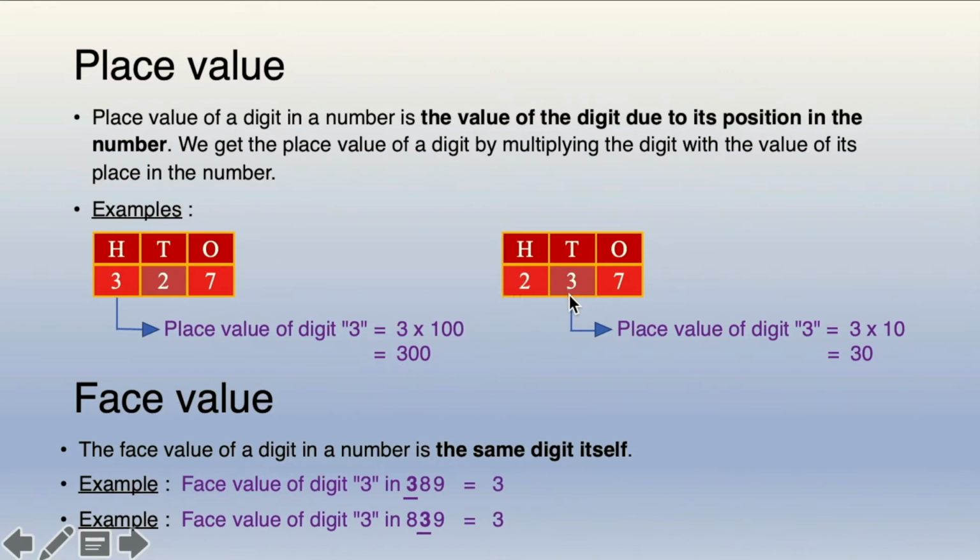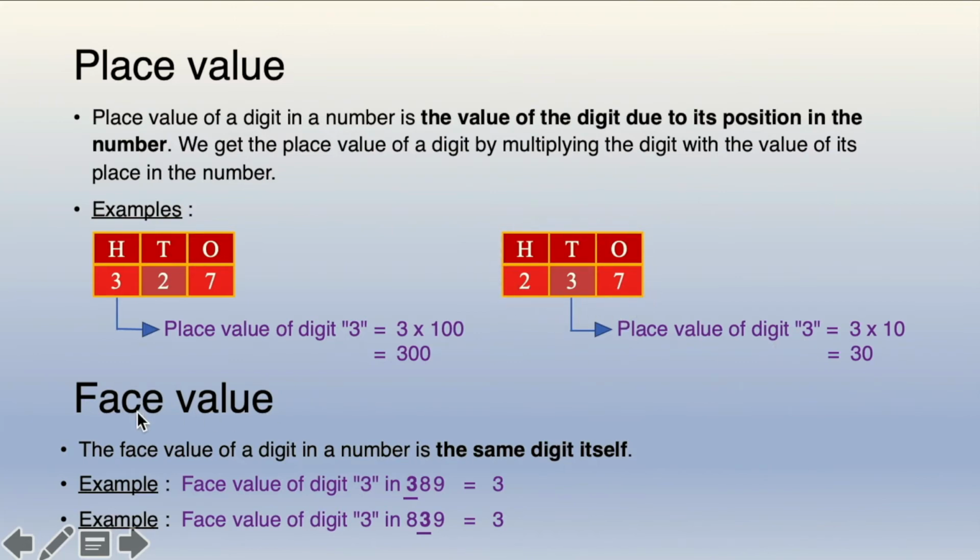Now, in this number 237, the digit 3 is at tens place. So, the place value of digit 3 is equals to, again we have to multiply the digit, that is 3, with the value of the place of the digit 3 in the number. So, value of its place is 10. So 3 multiplied by 10 is equals to 30, which is the place value of digit 3 in the number 237.